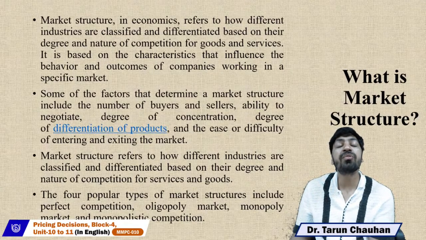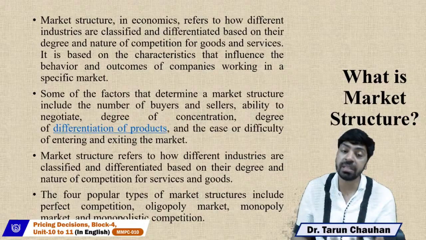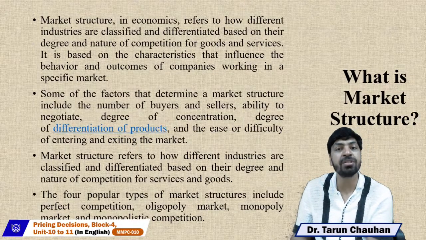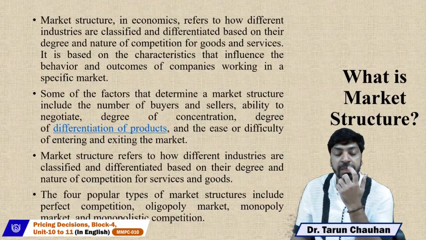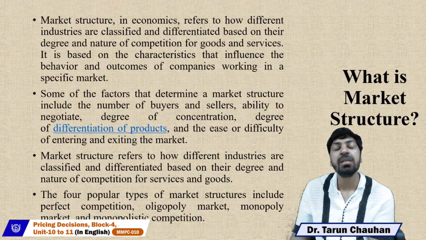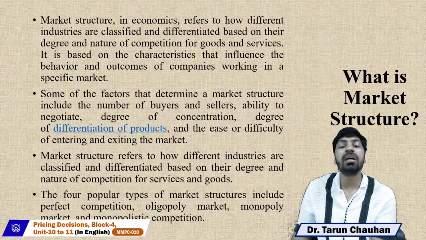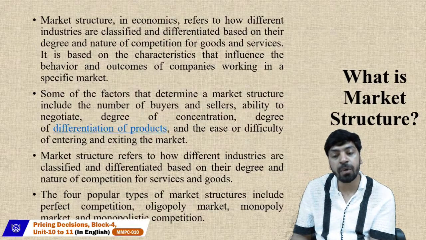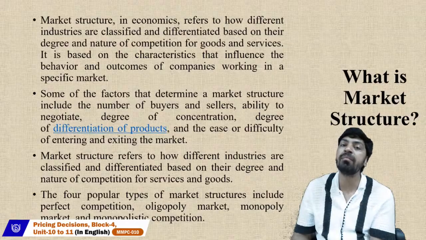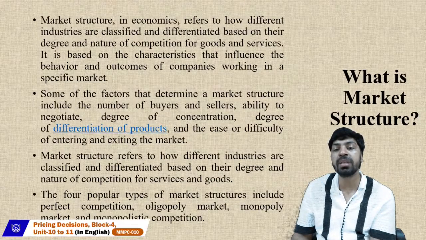Market structure also refers to the classification or differentiation of industries, products and services, based on the degree and nature of competition for the goods and services of different companies. The four major popular market structures are perfect competition, oligopoly market, monopoly market, and monopolistic market. So let's have an introduction and overview of these four types of market structure.